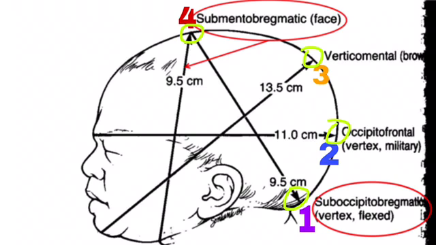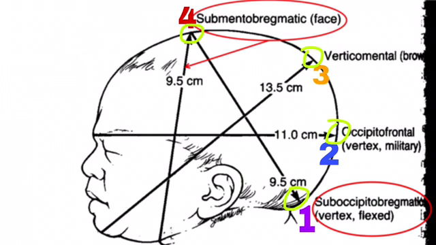So now if you remember this, or if you understand this, it's very easy to remember which diameter will be involved in the respective type of attitude. Okay, so if the fetus is well flexed, then the diameter involved will be suboccipito-bregmatic. Okay, suboccipito-bregmatic. It measures 9.5 centimeters.